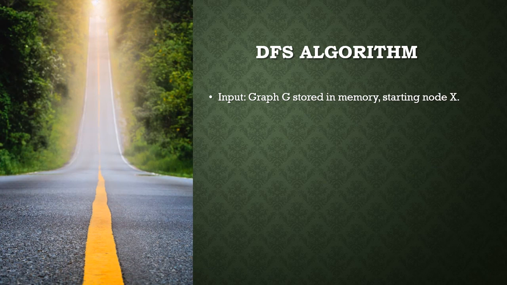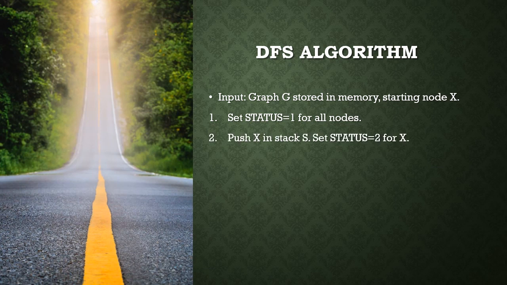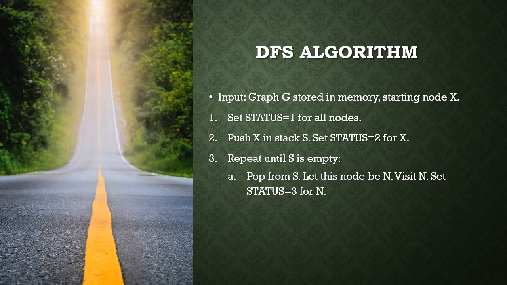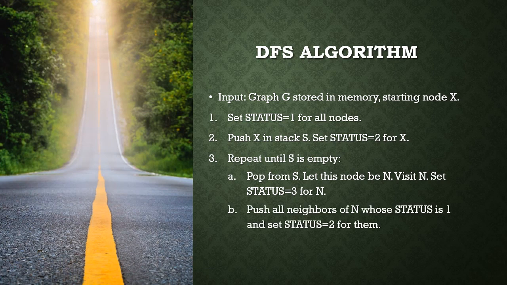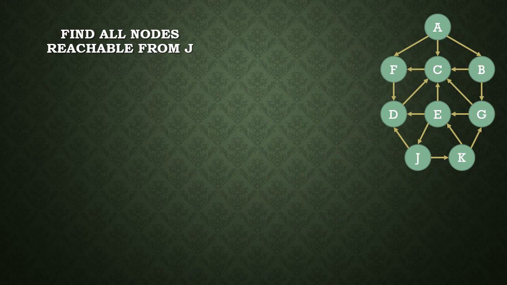DFS algorithm. The input is a graph G stored in memory and a starting node X. Step 1. Set status equal to 1 for all nodes. 2. Push X in stack S. Set status equal to 2 for X. 3. Repeat until S is empty. A. Pop from S. Let this node be N. Visit N. Set status equal to 3 for N. B. Push all neighbors of N whose status is 1 and set status equal to 2 for them. 4. Exit.